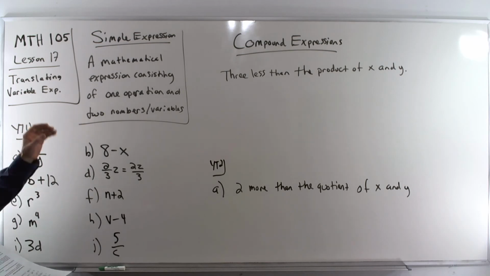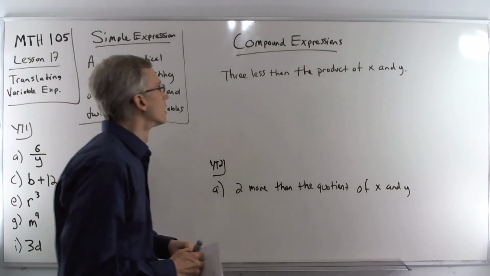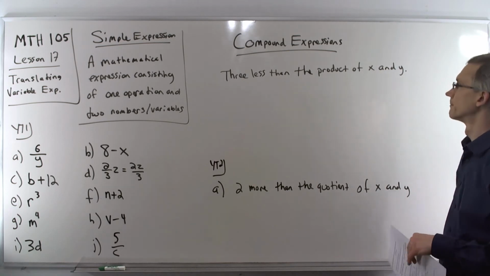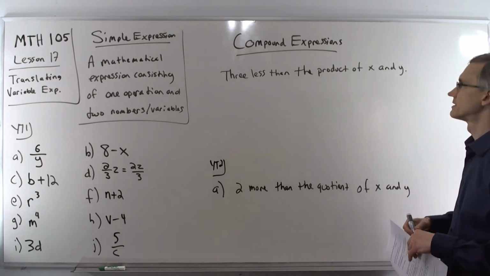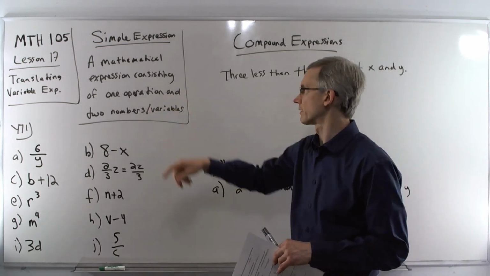Now what we're going to do is work on compound expressions. And compound expressions have more than one operation. So what we're going to do is break these things down into simple expressions, and we're going to translate one simple expression at a time. So here's an example of a compound expression. 3 less than the product of x and y. So first thing we need to do when we look through this is to find a simple expression, keeping in mind that there's only one mathematical operation.